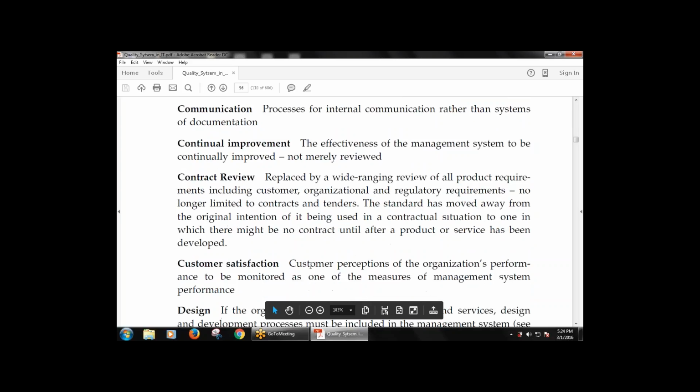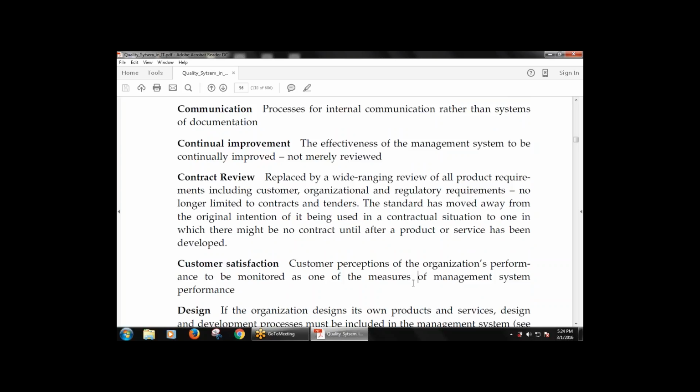Then there is customer satisfaction, that is, the customer perception of the organization's performance is to be monitored on a regular basis to measure the management system.